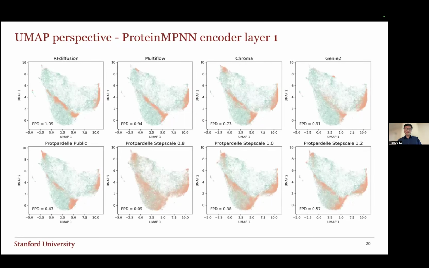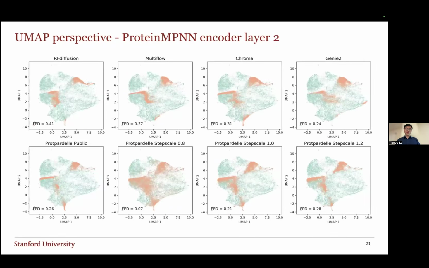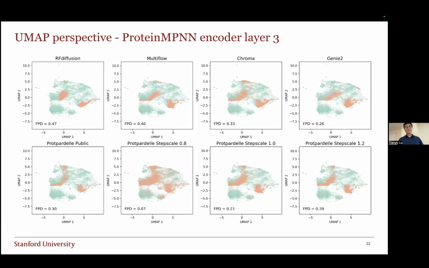Okay. So for ProteinMPNN embeddings, again, you see the biases, layer 2. I didn't show layer 2 before, but with layer 2, there are similar biases, and also with layer 3.